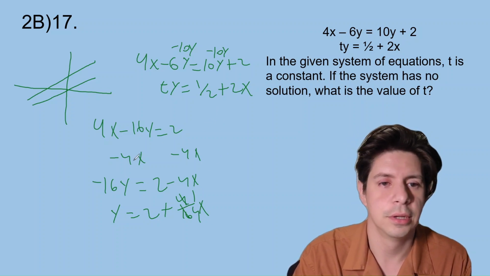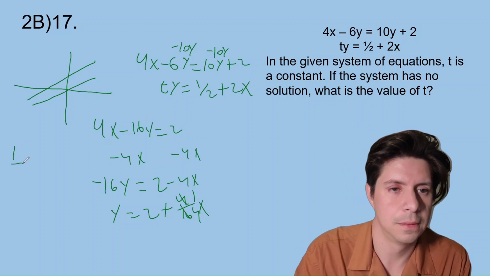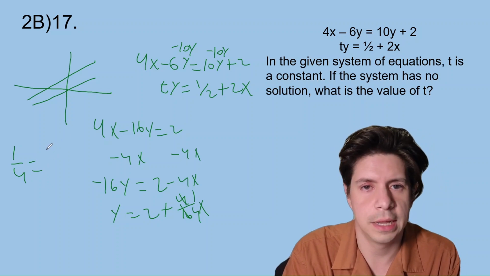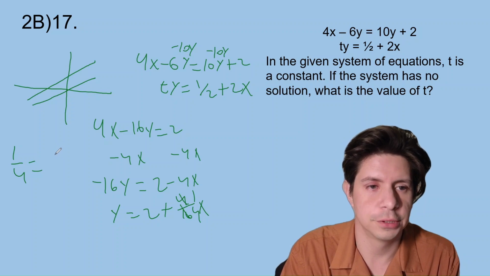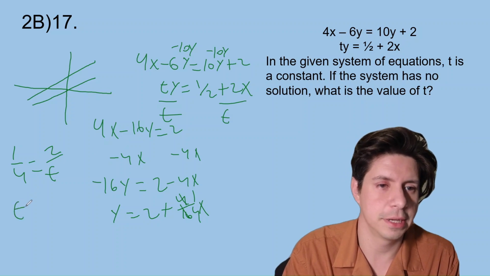And then I can set that equal to the other one. So it's going to be 1/4 equals 2/t. All right, if I look at this, to find the slope, I'm just going to divide by t, and then that makes t equal to 8. So it's the same thing.